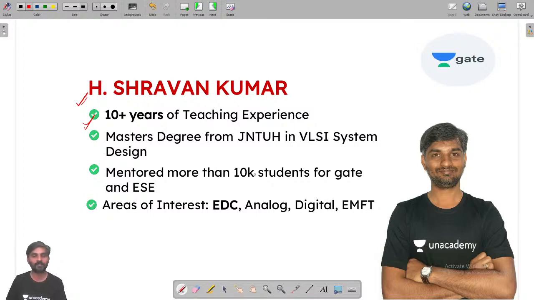My areas of interest are EDC, where we are discussing right now. The subject which we are discussing right now is EDC, and this carries nearly 10 marks minimum in GATE. This year we may expect more than 10 marks for EDC. We don't know how it is going to be in 2023, but for 2021 we are going to have 10 marks.